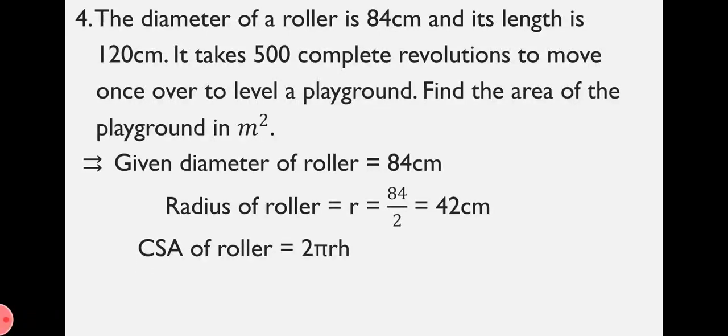Now CSA, that is curved surface area of roller, equal to 2 pi r h. Inserting the values, we get 2 into 22 upon 7 into 42 into 120, as the length of the roller is given as 120, which will be the height of the roller. Solving, we get CSA of roller equal to 31,680 centimeter square. This is the CSA when the roller is moving one time.